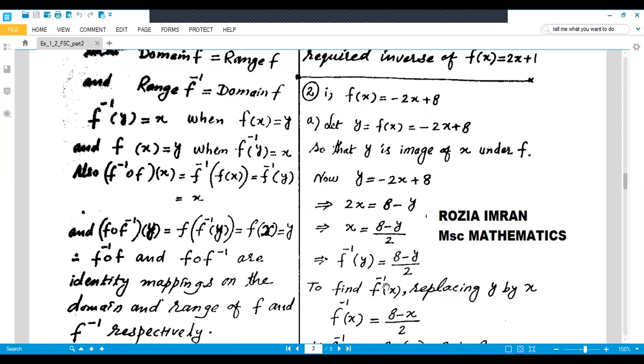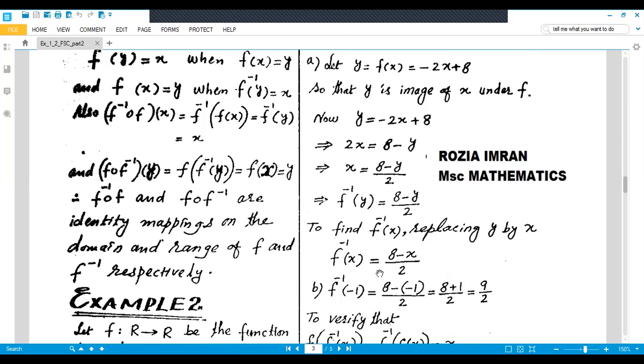To find f inverse x, this is the requirement of part a. You are going to find f inverse x, so replace y by x. Where you find y, write x. So f inverse x will be equal to 8 minus x over 2.